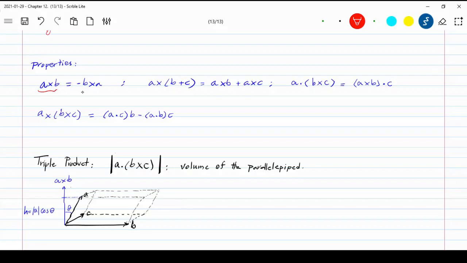And another one of the properties, there are a couple more properties, but as I mentioned, if you change the orientation, it would be the opposite. A cross B would be negative B cross A. And if you have distribution, you can distribute. This is not an issue. A cross the sum of B and C would be A cross B plus A cross C.